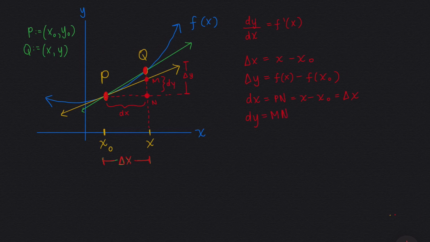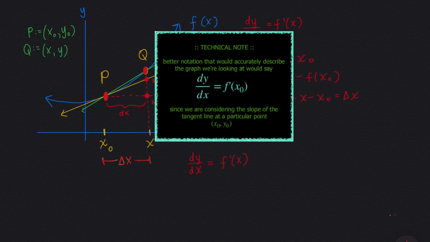And this is based off what we know about slopes. So remember here, slope is our rise over run. In this case, dx would be our run and dy would be our rise. Now we can take this equation, dy/dx equals f prime of x, and solve for dy. We'll do so by multiplying both sides by dx, so we get dy equals f prime of x times dx.